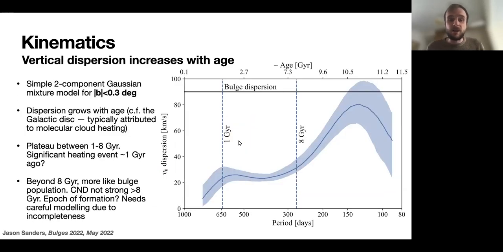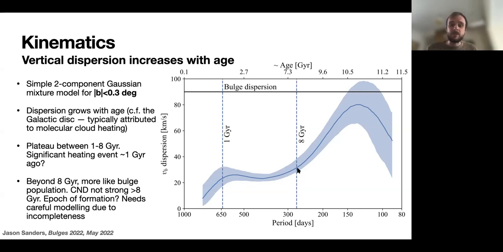And so I've run a couple of simple analyses to try and measure from the kinematics the relative contributions of the nuclear stellar disk and the bar bulge. The first is using a very simple Gaussian mixture model. And on the right, this is the dispersion for one of the components. And you can see how at high periods, so young ages, the dispersion is very low, around or below 30 kilometers a second.